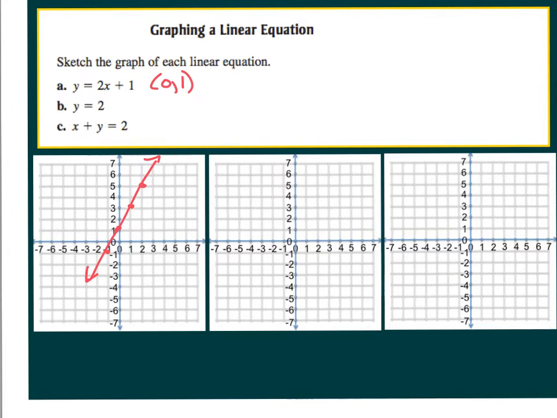Then we get y = 2. What kind of line is y = 2? Vertical or horizontal? Horizontal. All we care about is y = 2. The x's can be anything. There are lots of x's on y equals something.